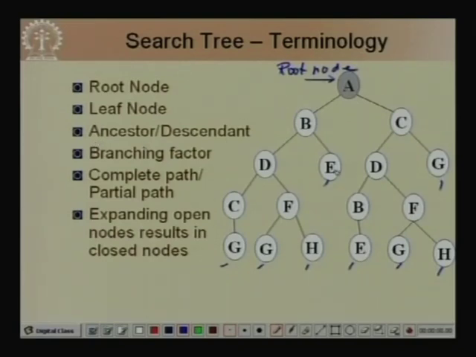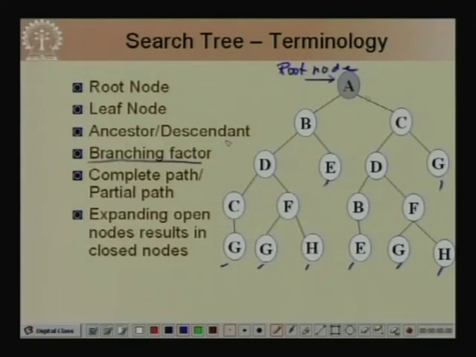For the search tree, E's parent is B and its ancestors are B and A. For this node F, the ancestors are D, B and A. The descendants of F are G and H. Descendants of C are D, G, B, F, E, G and H.